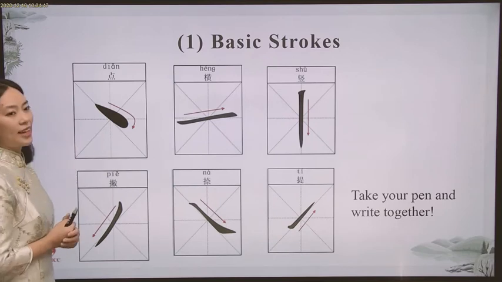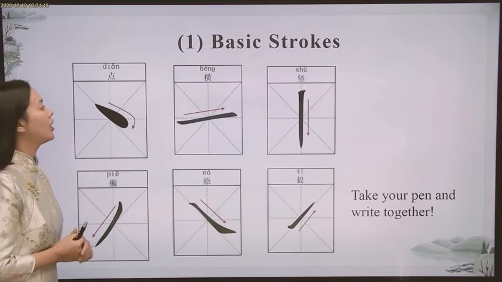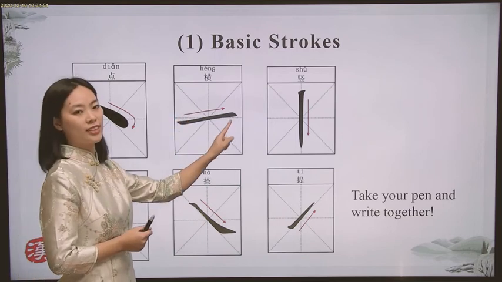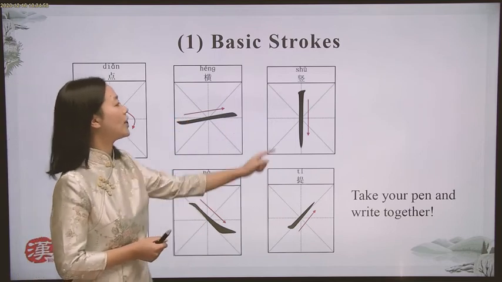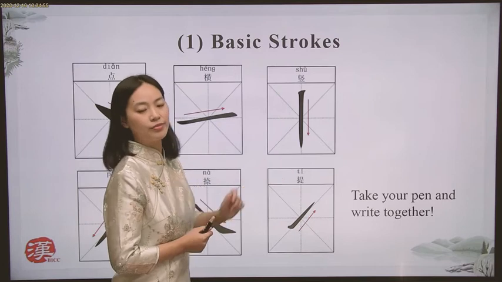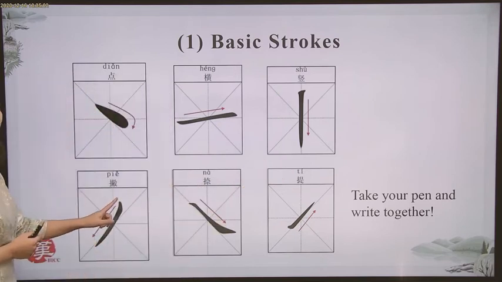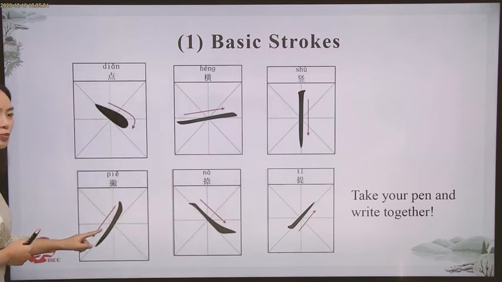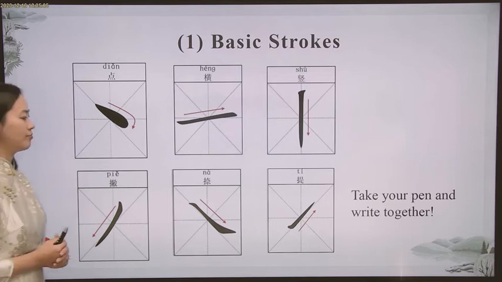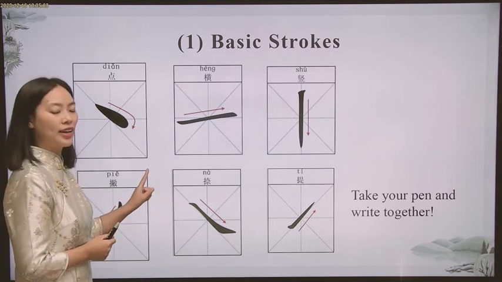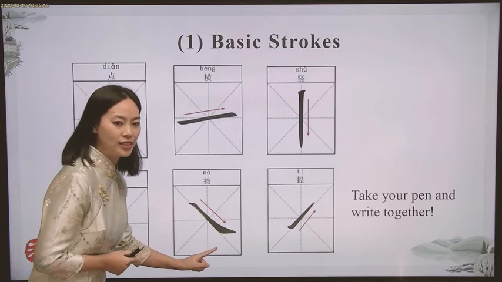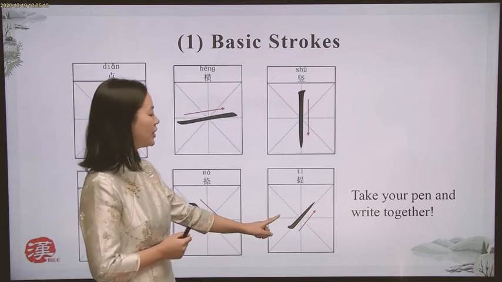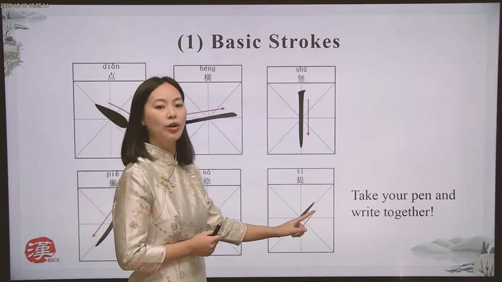This is 点, a dot. 横 is from left to right. 竖 is from top to bottom. 撇 is from upper right to bottom left. 捺 is from upper left to bottom right. 提 is from bottom left to upper right.